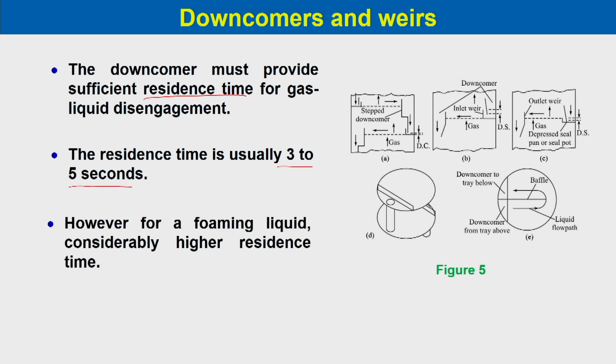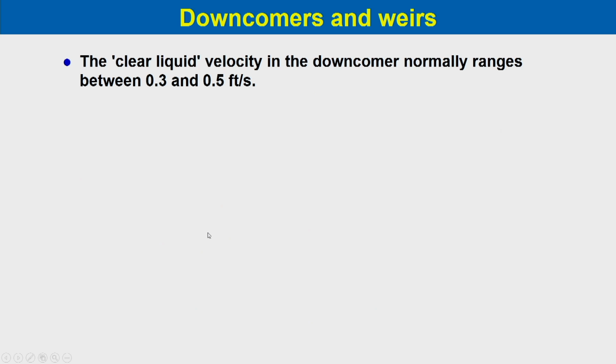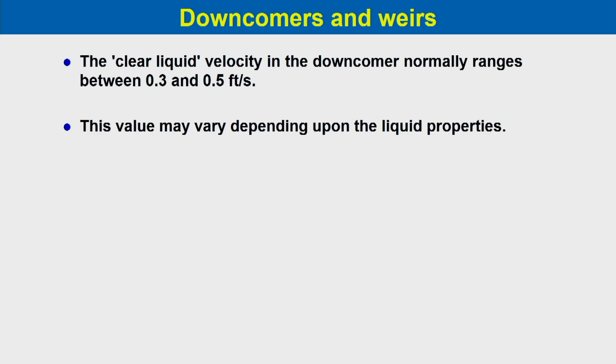However, for a foaming liquid considerably higher residence time is needed. So, if there is foaming, for the vapor disengagement we need to have a higher residence time. Therefore, a larger downcomer volume has to be provided, particularly for the foaming liquids. The clear liquid velocity in the downcomer normally ranges between 0.3 to 0.5 feet per second. This value may vary depending upon the liquid properties.